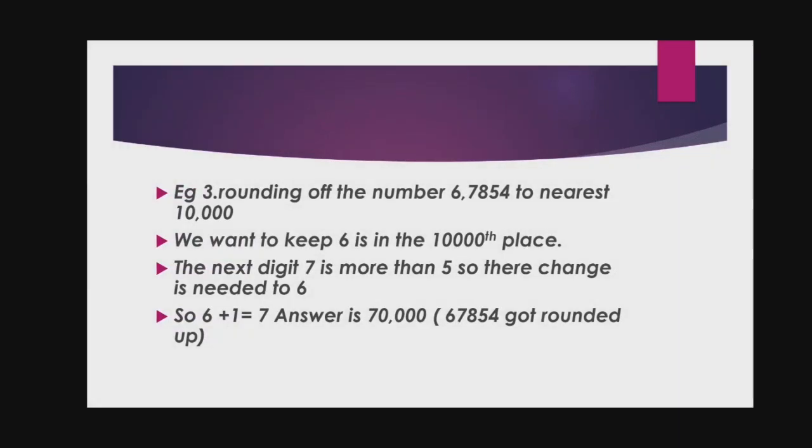Next example. Rounding the number 67,854 to the nearest 10,000. We want to keep the 6 in the 10,000 place. The next digit 7 is more than 5, so a change is needed to 6. According to the rule, 6 plus 1, 7. Answer is 70,000. 67,854 got rounded up.